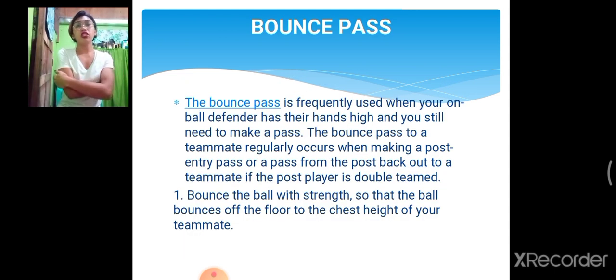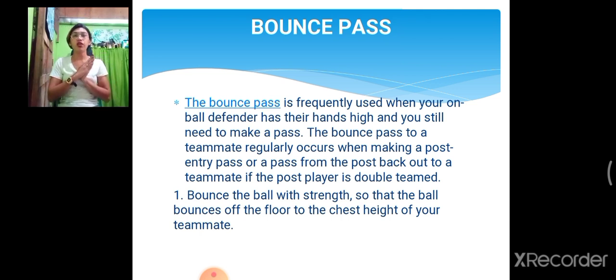Last, we have the bounce pass. The bounce pass is frequently used when an on-ball defender has their hands high and you still need to make a pass. The bounce pass to a teammate regularly occurs when making a post entry pass, or a pass from the post back out to a teammate if the post player is double-teamed. Bounce the ball with strength to the floor so that it reaches the chest height of your teammate.